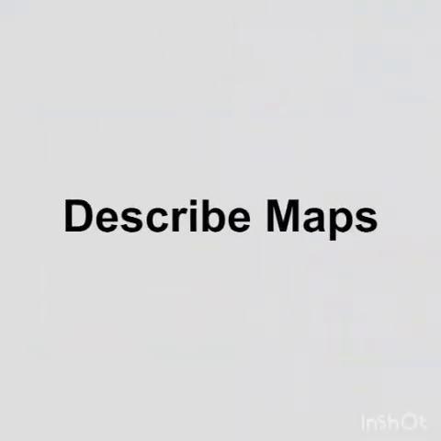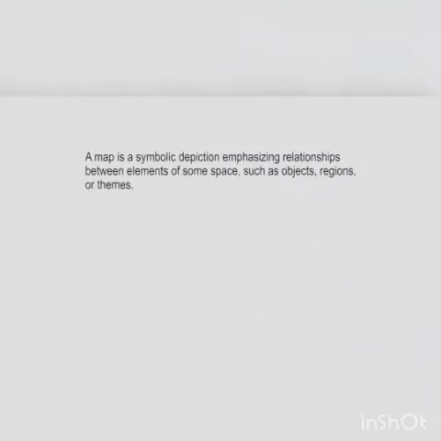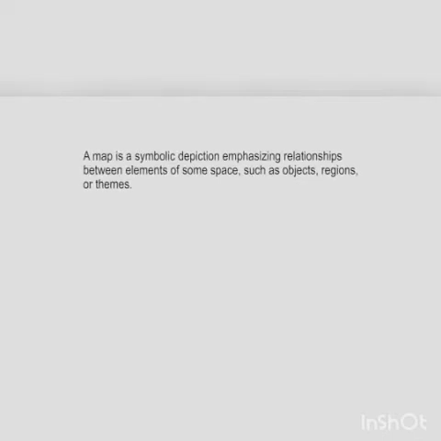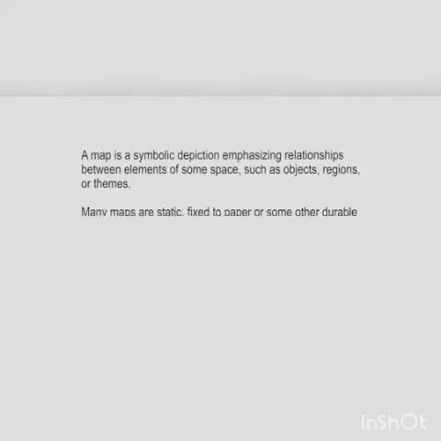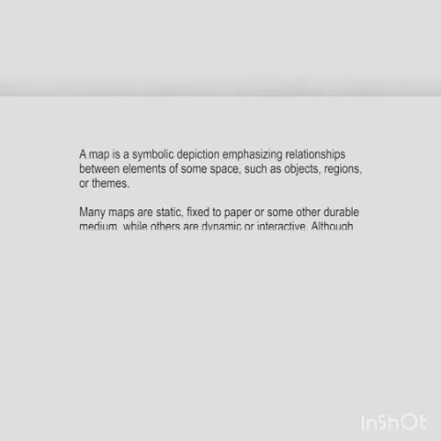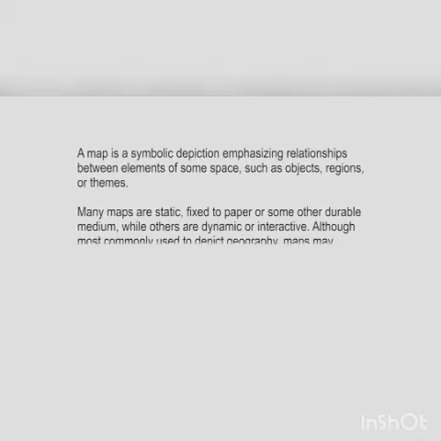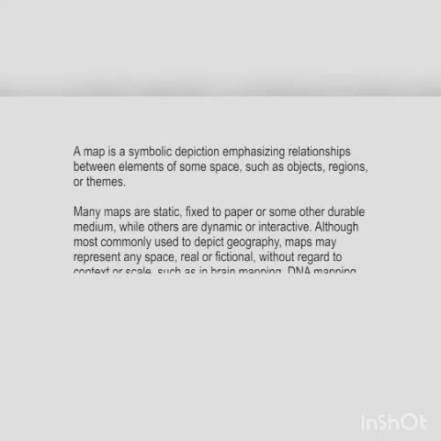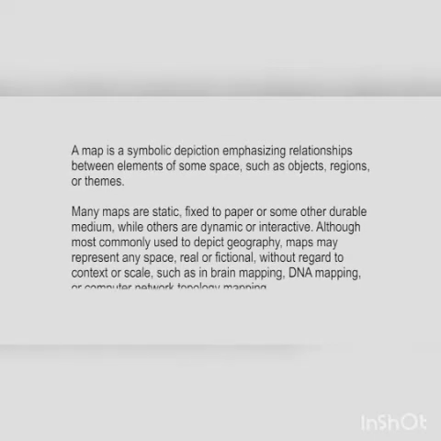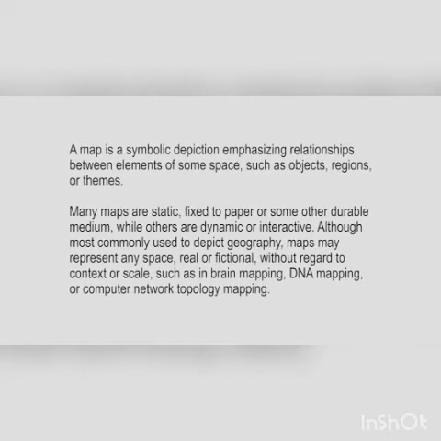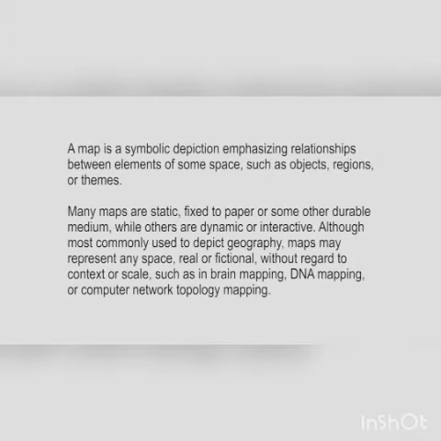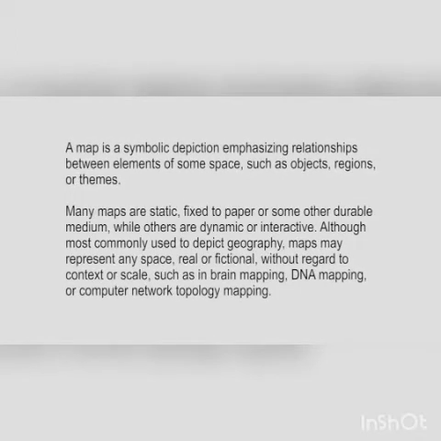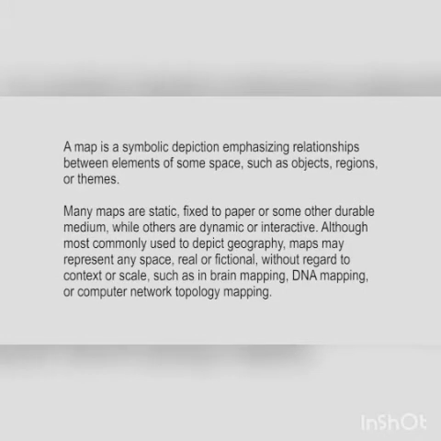Okay, we start with the definition of maps. A map is a symbolic depiction emphasizing relationships between elements of some space, such as objects, regions, or themes. Many maps are static, fixed to paper or some other durable medium, while others are dynamic or interactive. Although most commonly used to depict geography, maps may represent any space, real or fictional, without regard to context or scale, such as brain mapping, DNA mapping, or computer network topology mapping.